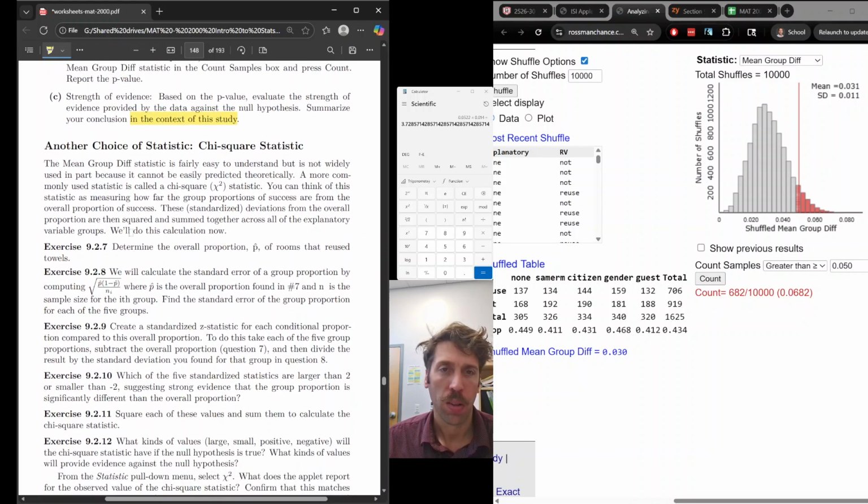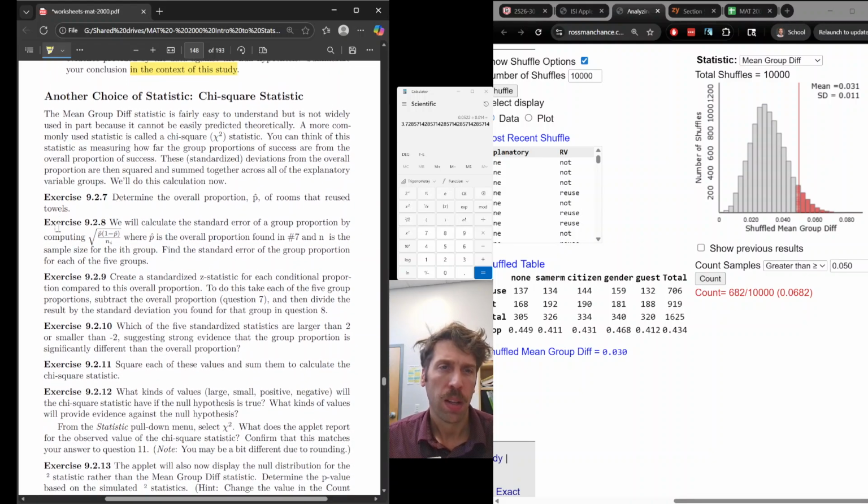Okay, so useful sentences for that part C. Now, the mean group difference is fairly easy to understand, but it's not widely used, in part because it cannot be easily predicted theoretically. A more commonly used statistic is called chi-squared. So it's the Greek letter chi, which looks a lot like an X. And then you often can spell chi with a CHI. So you can use the Greek letter or just say CHI, the chi-squared statistic.